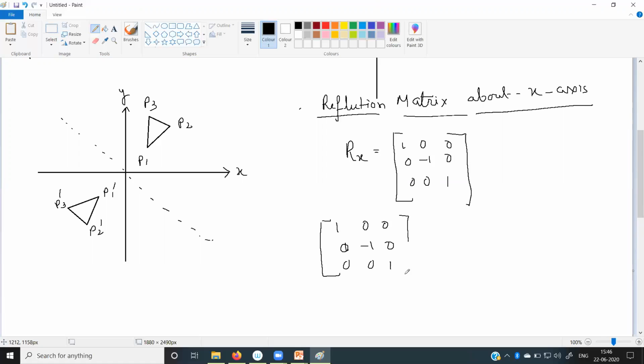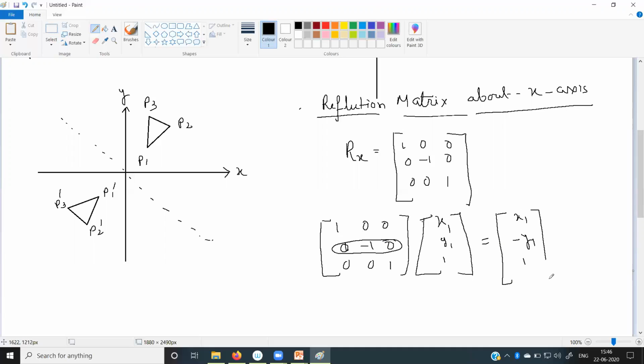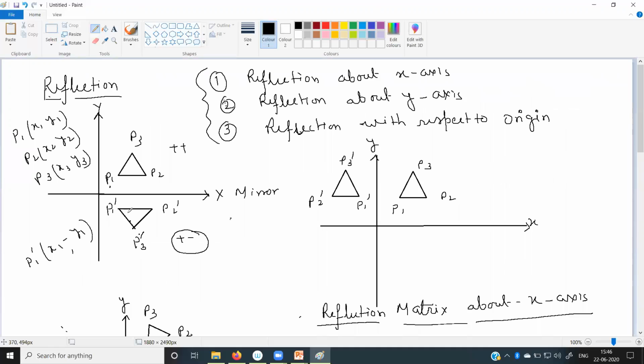0 0 1, and if my point is like x1, y1 and 1, and you multiply it, how will it be multiplied? 1 into x1, 0 into y1, 0 into 1. So after performing the multiplication, it will be only x1. Now when you perform the multiplication with the second row, it will be minus y1, and similarly it is 1. So you can see that after performing the multiplication, the point P1 is converted to x1 and minus y1, which will be projected on this quadrant, the fourth quadrant. Clear?